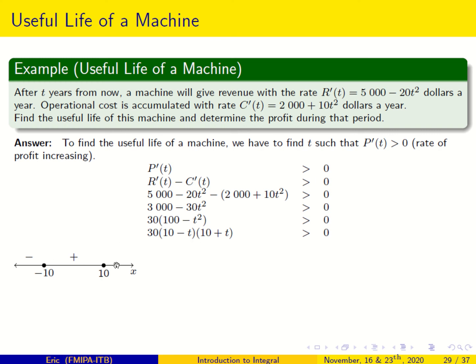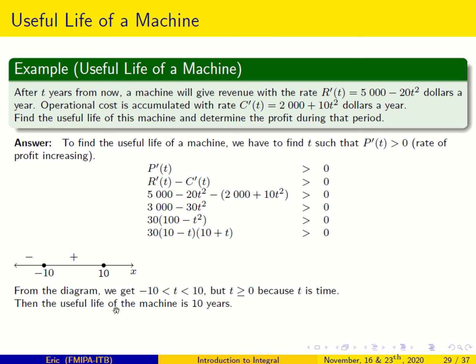I can draw the sign diagram. It should be minus, plus, minus. So when is this plus? It is from minus 10 to 10. Don't forget, this is years, so it should be positive. So the useful life of the machine is from 0 to 10. So the useful life of the machine is 10 years.